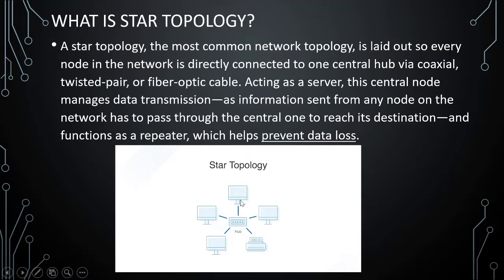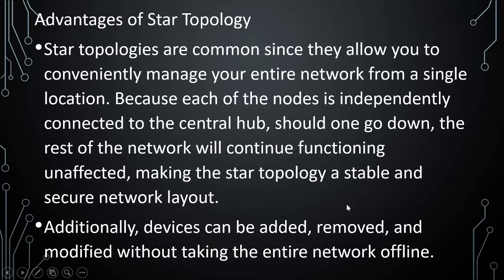If this one fails, then these three, and also the printer, these four devices are still functioning. And even when two of them fail, the others are still connected and can still operate. So this makes the star topology a stable and secure network layout. Additionally, devices can be added, removed, and modified without taking the entire network offline.